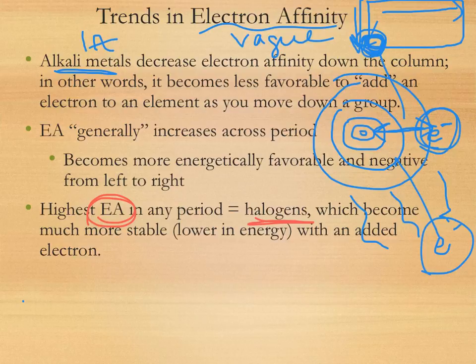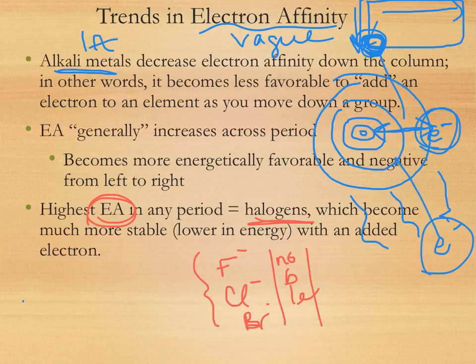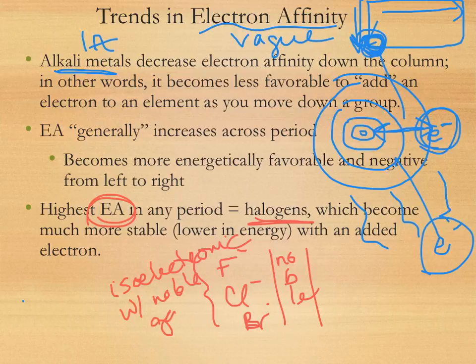As you can imagine, halogens are very close to becoming a noble gas. They're right next to it. And so by gaining just one electron, they become isoelectronic with a noble gas, and they're quite stable. And so halogens do have very high electron affinity. Let's see, so the halides are isoelectronic with a noble gas.